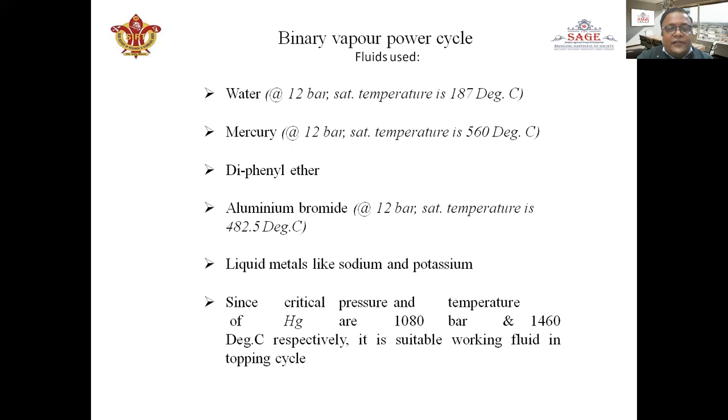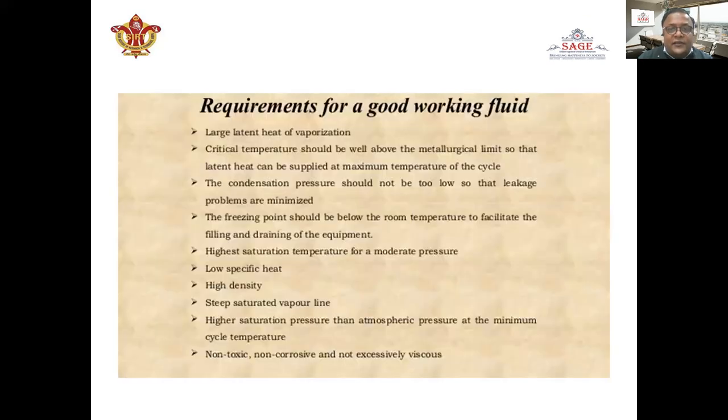Diphenyl ether and aluminum bromide are other fluids used; at 12 bar the saturation temperature is 482.5 degrees centigrade. Liquid metals like sodium and potassium are also used in the binary vapor cycle. Since the critical pressure and temperature of mercury are 1080 bar and 1460 degrees centigrade respectively, it is a suitable working fluid in the topping cycle.